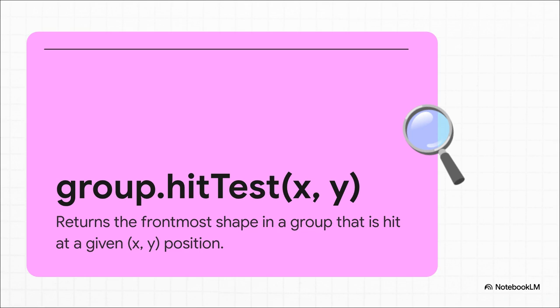Now, to figure out what we clicked on, we need a special tool. So, let me introduce you to HitTest. This thing is like a detective for your code. You just give it the X and Y coordinates of your mouse click, and it does all the work for you, telling you the exact shape that was at that spot. It is the perfect tool for this job.